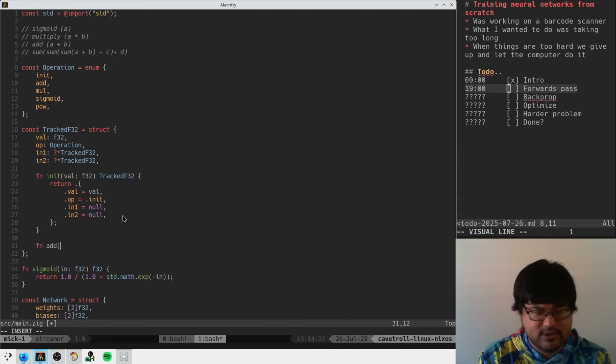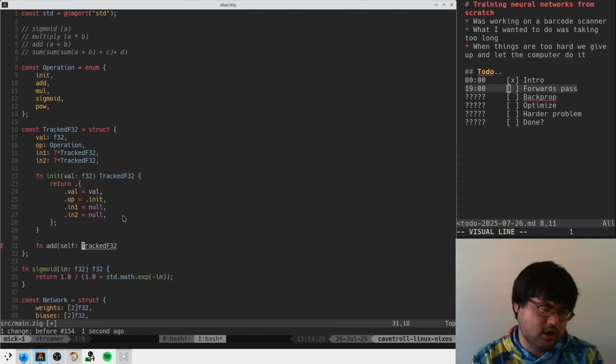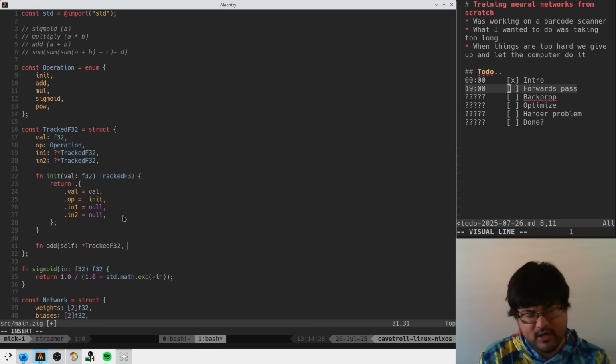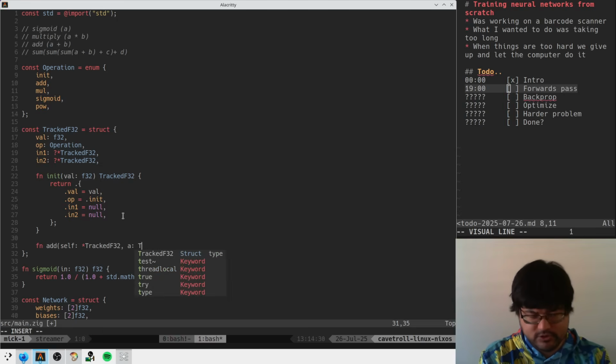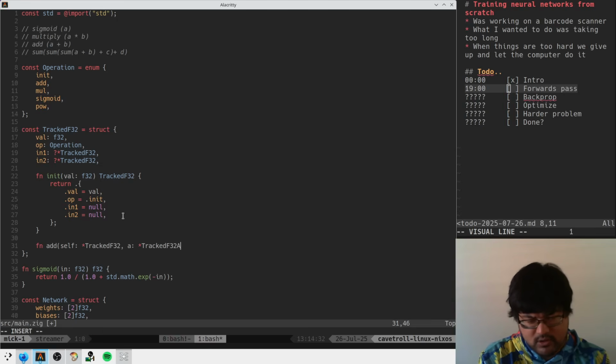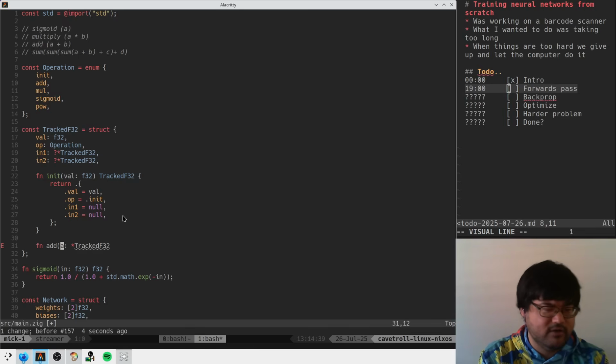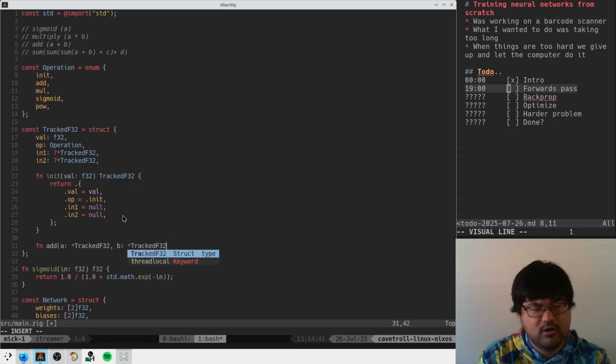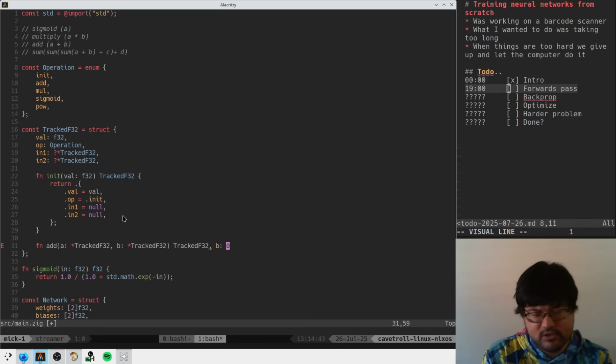We have add, so we take in self as a tracked F32 pointer. And we have a, which is also a tracked F32, and b. I think it's actually a and b, no, self. Yes. So this will return a new tracked F32.